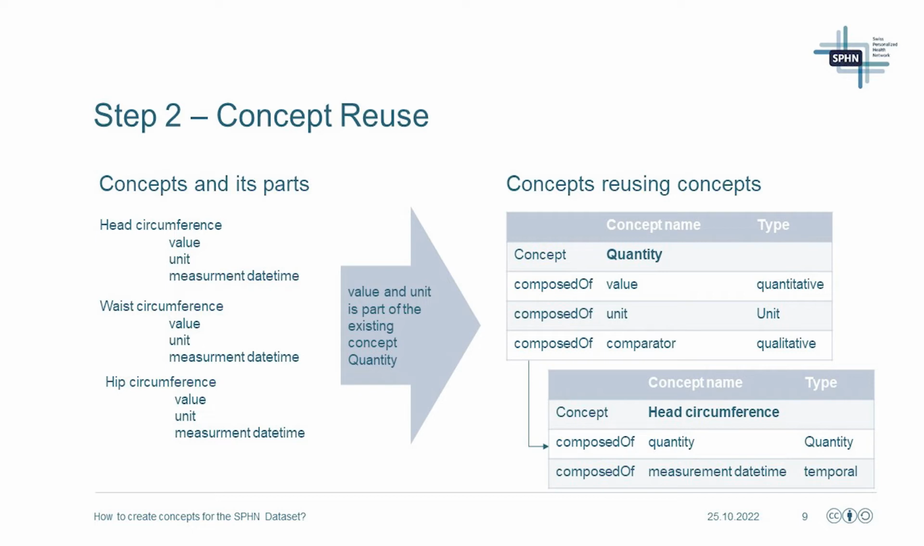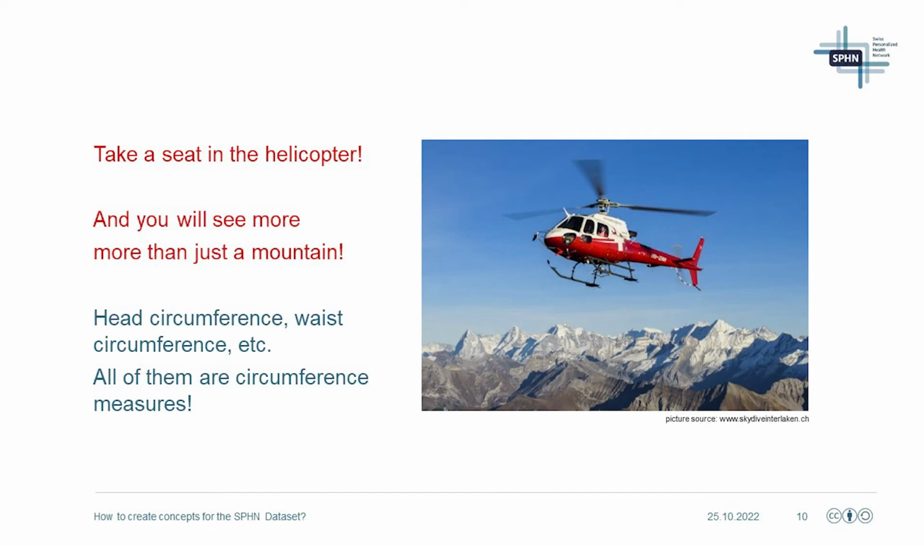Now I would like to ask you to take a seat in the helicopter. From above the mountains, you will see that there's not just one mountain, not only one project, but several projects we want to serve with the data. So we can see that head circumference, waist circumference, hip circumference are all circumference measures. And there might be projects that are even interested in other circumference measures of the body, such as neck circumference or upper arm circumference.